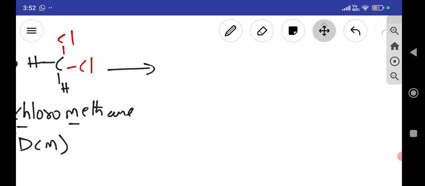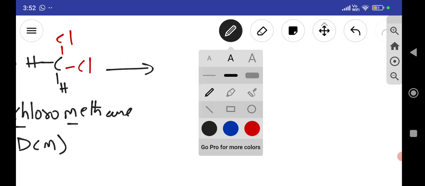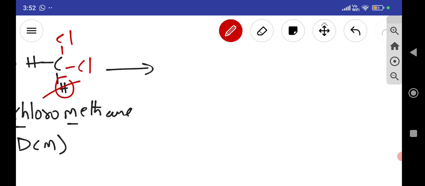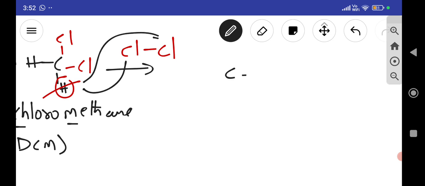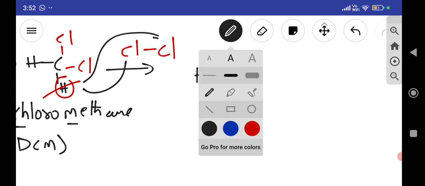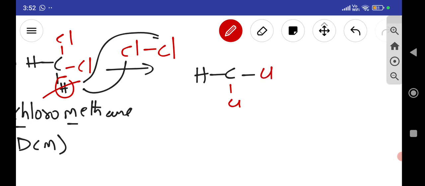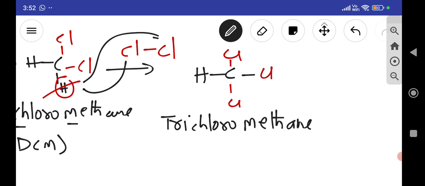The third product can be obtained by removing one more hydrogen. So that means Cl and Cl substitution takes place with one HCl like this. So H will go and bind with this. So you are going to get 3 chlorines like this. So what do you call this? This is called as trichloromethane. And what is the common name for this? CHCl3 is also known as the chloroform. So we can call it as a chloroform.